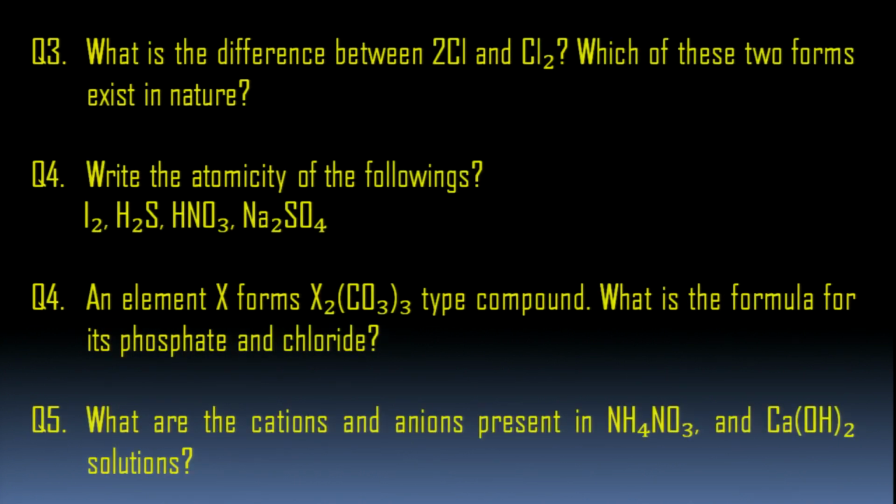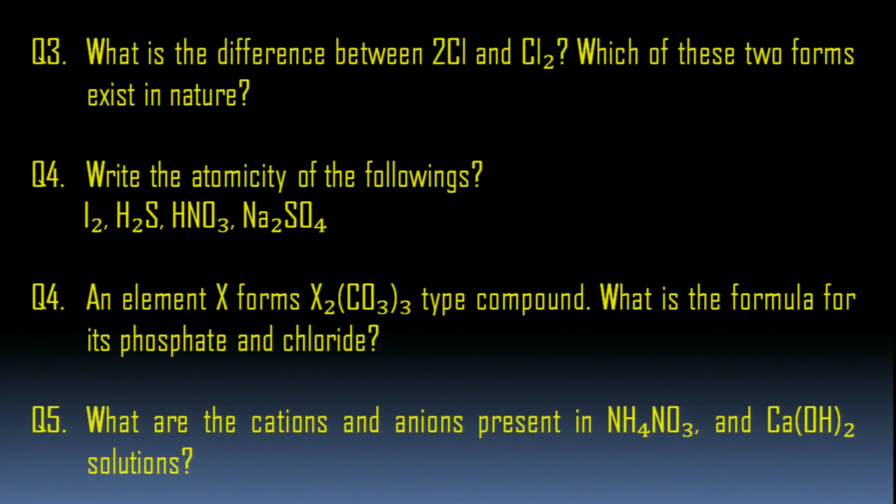Next question: what is the difference between 2Cl and Cl2? Which of these two forms exists in nature? Let me give you a hint. 2Cl means 2 atoms of Cl, and Cl2 means 1 molecule of chlorine, and Cl2 is independent in nature. Write the atomicity of the following. You can do it: I2, H2S, HNO3, Na2SO4.